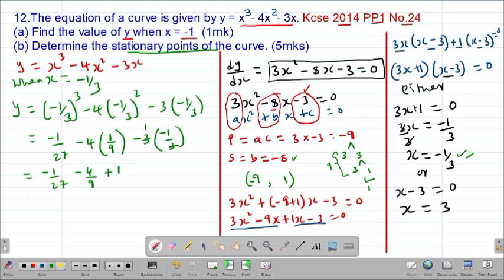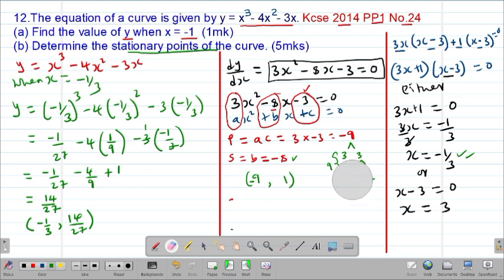So you feed this on the calculator, you'll get your y being equal to, so you take -1 over 27 minus 4 over 3 plus 1, your calculator will give you +14 over 27. Therefore, it means that my first turning point will be x was -1/3, then comma, my y is 14 over 27. Therefore, this is the first turning point.